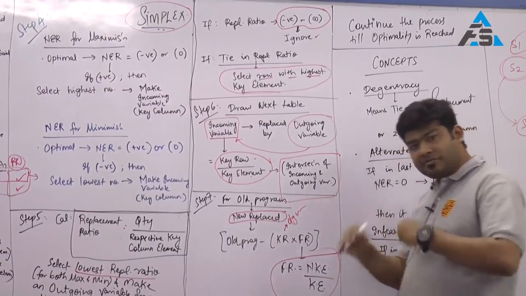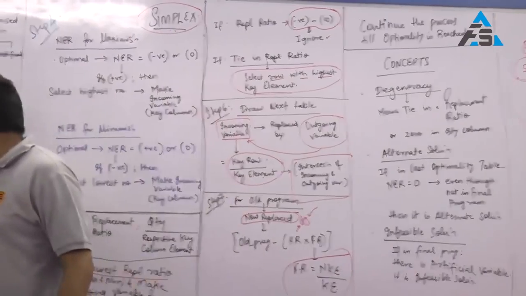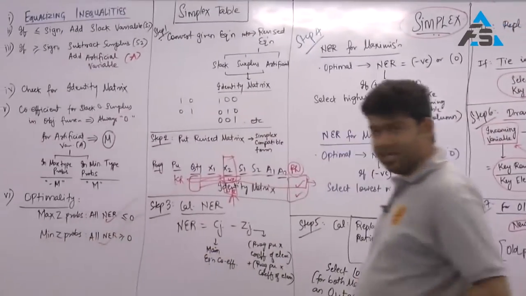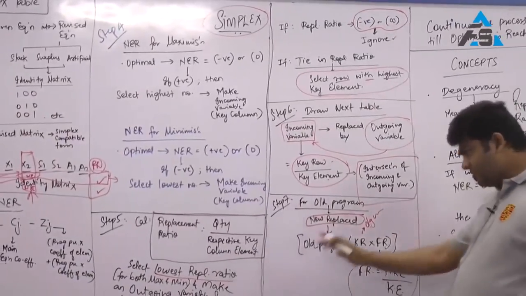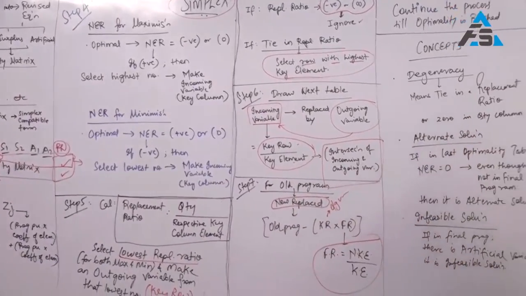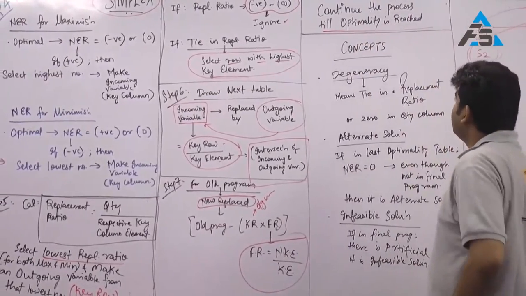This process will now again continue with my NER. NER, I will check whether optimality is reached. If yes, then I will say I am done with the question. If not, the process will be reiterated. Continue till optimality is reached.